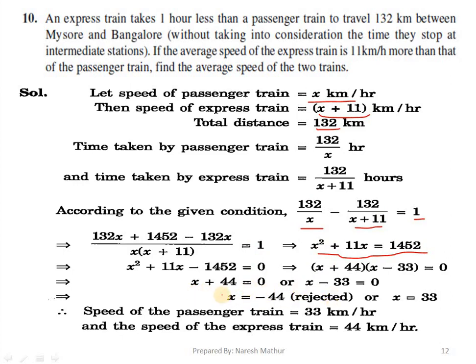So we get the value of x equals minus 44 and 33. As we are talking about the speed, we can't take a negative value, so that will be rejected. So the speed of the passenger train is 33. Then the speed of the express train is 44. How? Because the speed of the express train is x plus 11. So 33 plus 11 equals 44 km per hour.